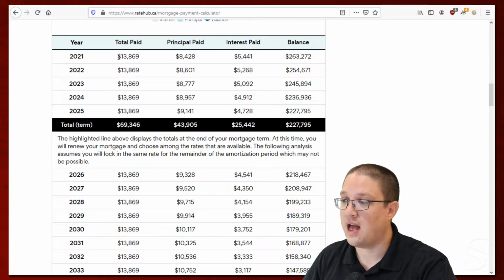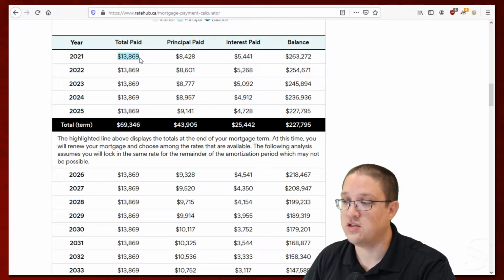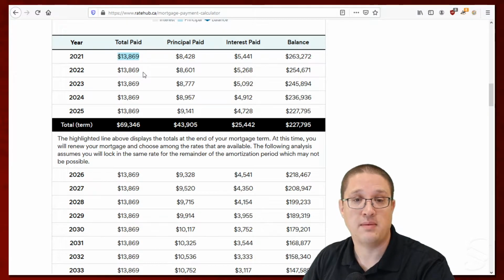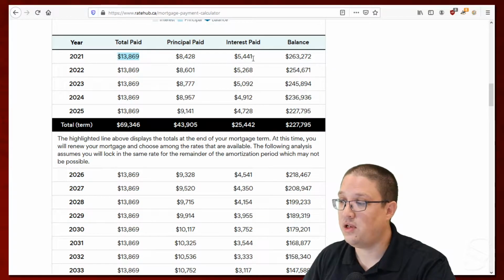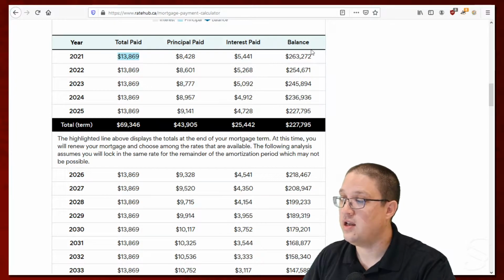You may notice that this is grouped by year. So here I have the year is 2021. How much will you have paid in total? This total paid is how much you're paying for your monthly payments, so the monthly payment times 12. The principal and the interest paid: the interest is how much you paid to the bank in interest. The principal is how much you paid off on your mortgage, so how much of your mortgage that you borrowed did you pay off and reduce the amount. The balance here is how much you have left to pay.